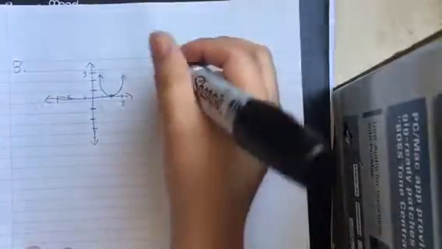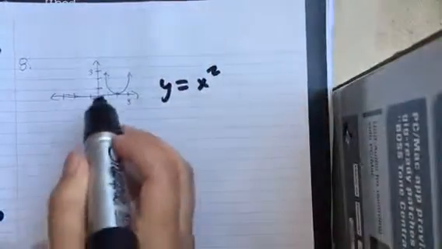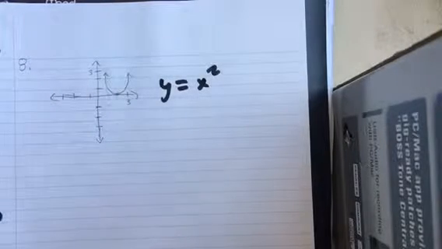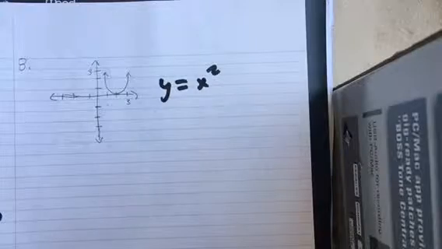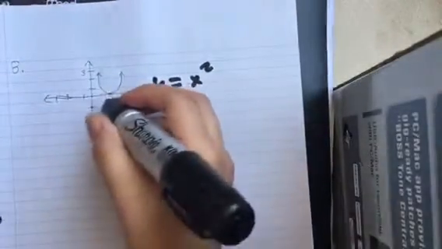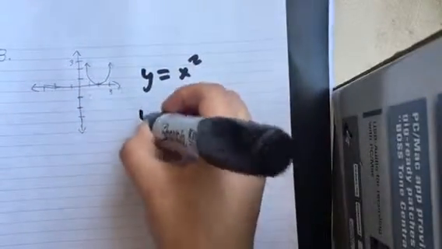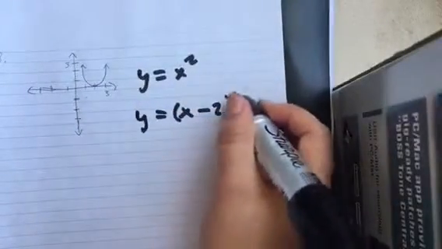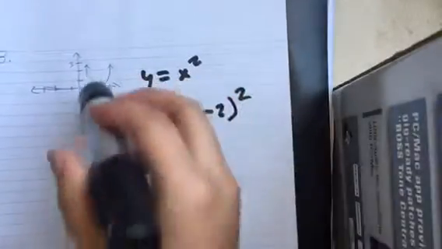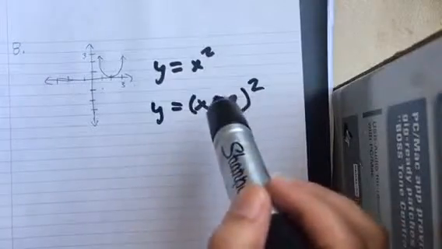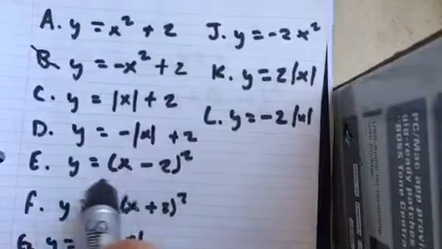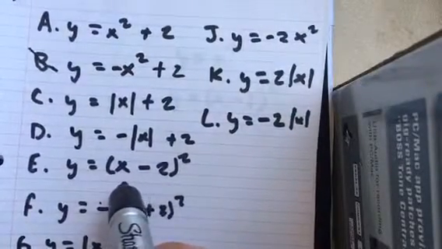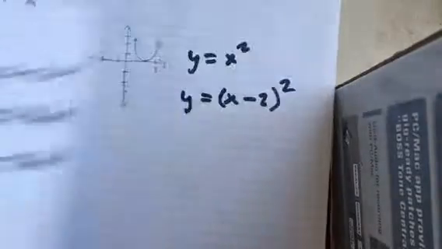8 is a little bit different. It's a parabola and it's going up, so you know that it's going to be positive. So y equals x squared, but since it moved to the right 2 times, it's y equals parentheses x minus 2, and you're going to put the square here. If we look at our answers, y equals parentheses x minus 2 parentheses squared, so you know that this is going to be E.